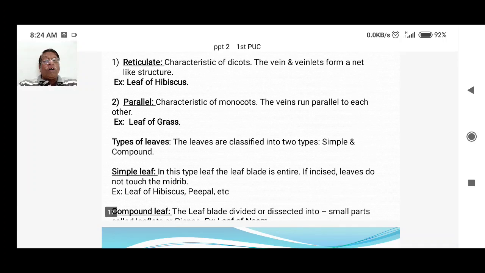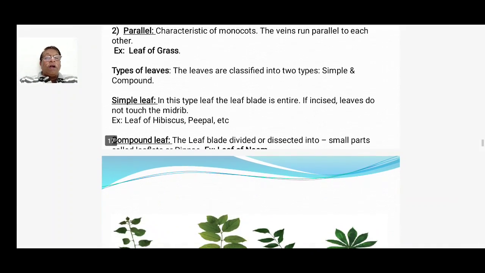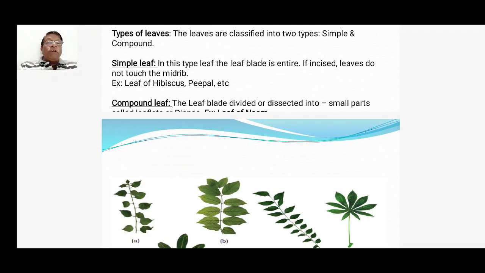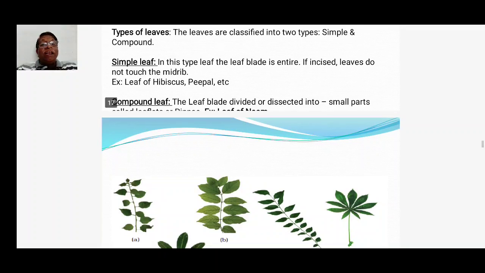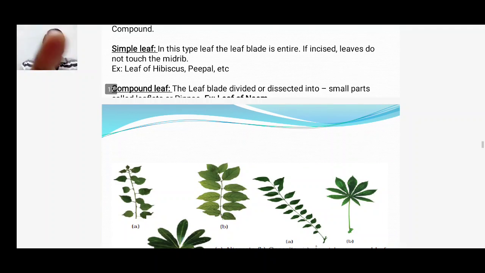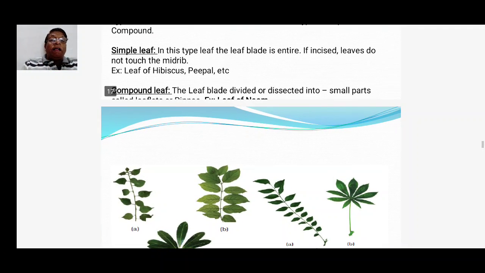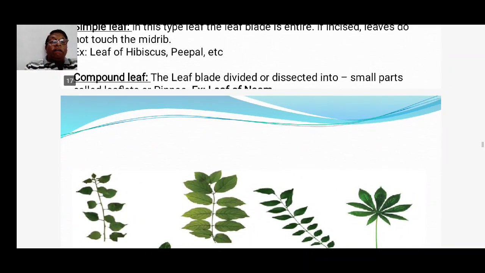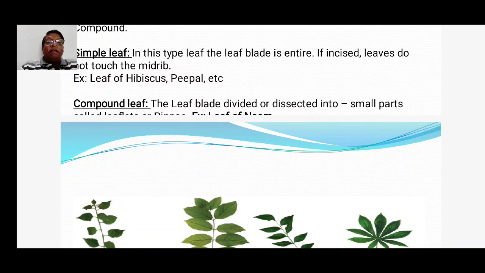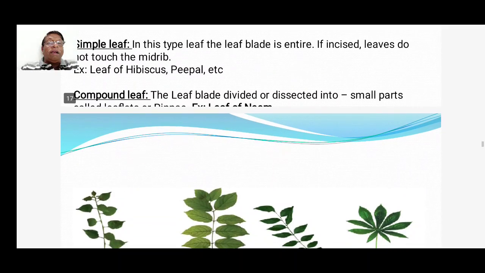Now we shall see the compound leaf. The compound leaf is one in which the leaf blade is divided or dissected into small parts called leaflets. Leaflets. We call it as pinna. Pinna. Okay. This is the difference between simple leaf and compound leaf.